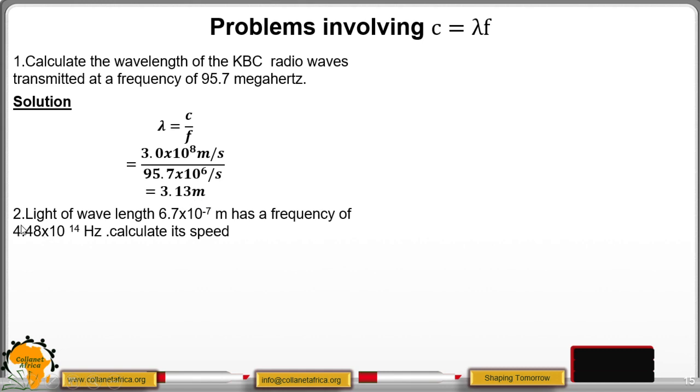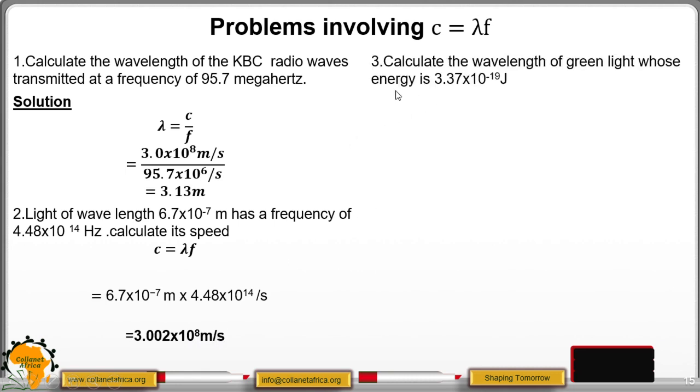you'll find that your wavelength will be 3.13 meters. Then question number 2: light of wavelength 6.7 × 10^-7 meters has a frequency of 4.48 × 10^14 hertz. Calculate its speed. We start with the formula c = λf. Then we substitute our values. Our lambda is given, that is wavelength 6.7 × 10^-7 meters. Then we have the frequency as 4.48 × 10^14 per second. When you multiply, you get that your speed will be 3.002 × 10^8 meters per second.